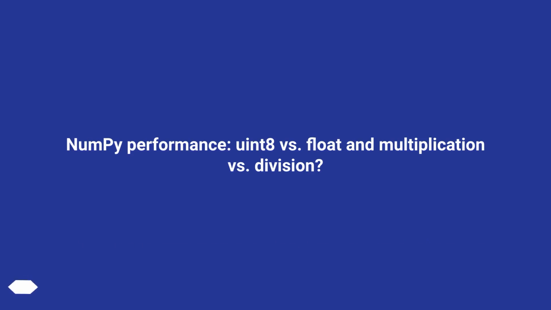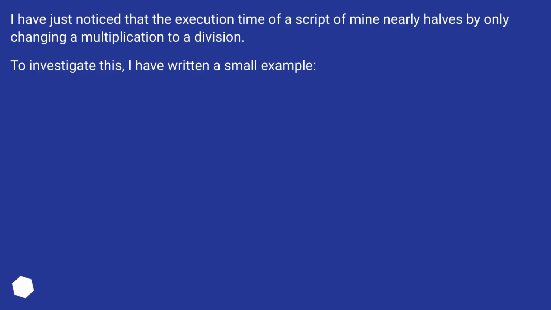NumPy performance, uint8 versus float and multiplication versus division. I have just noticed that the execution time of a script of mine nearly halves by only changing a multiplication to a division. To investigate this, I have written a small example.